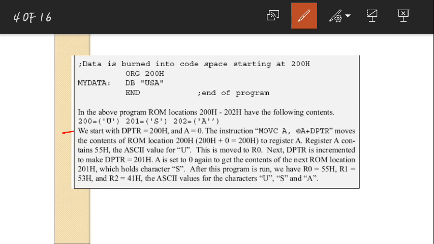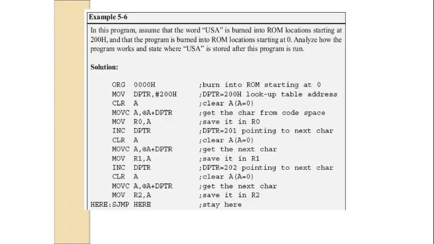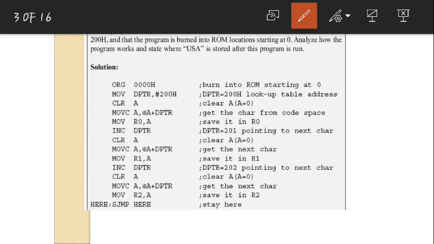So we start with DPTR is equal to 200. First, we are pointing DPTR towards 200. We are storing this. Next, I am making A is equal to 0. See, this is what he is saying. First DPTR was made equal to 200. Then I made A is equal to 0.